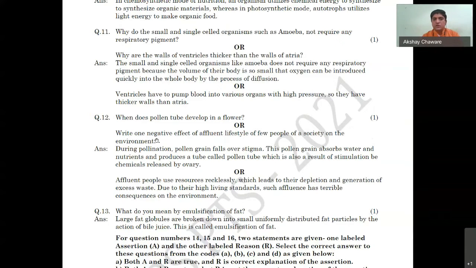Second one: write one negative effect of the affluent lifestyle of a few people of a society on the environment. यहाँ पे आंसर वेरी हो सकता है. Students can write answers depending on their thinking and their perception. So affluent people use resources recklessly, which leads to depletion and the generation of excess waste. ठीक है, बहुत सारे reasons possible हो सकते हैं, and you have to write only one there.